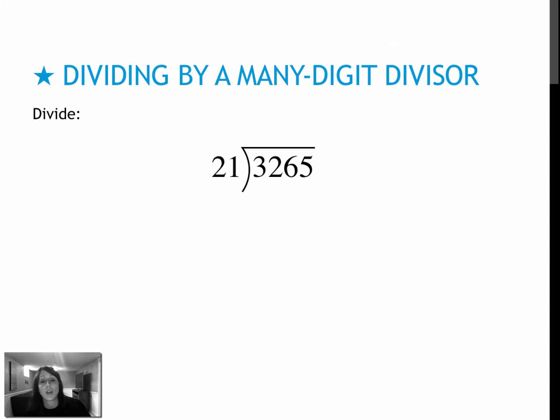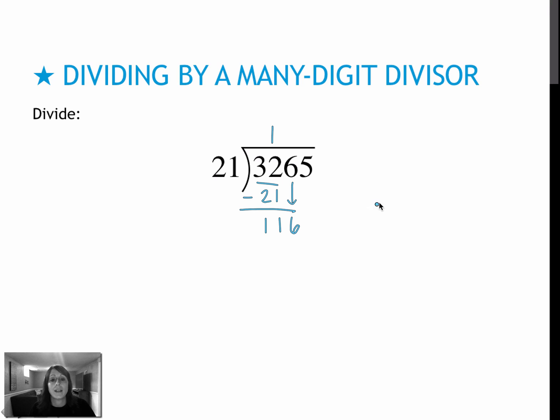Go ahead and try this one on your own, then press play to see how you did. Again, I'm taking 21 into 32. 21 goes into 32 only one time. I'm going to subtract the 21. 2 minus 1 is 1. 3 minus 2 is 1. And then I bring down the next value of 6.